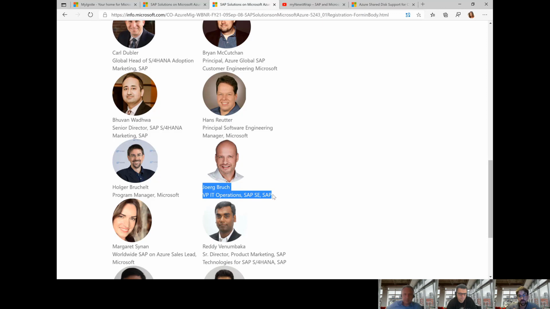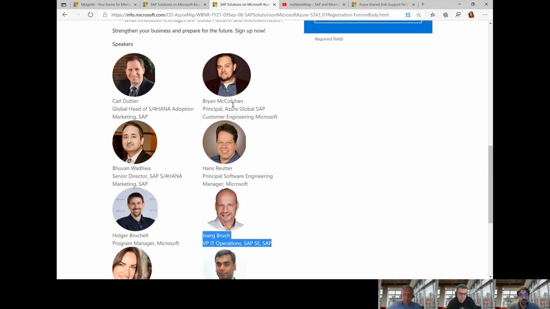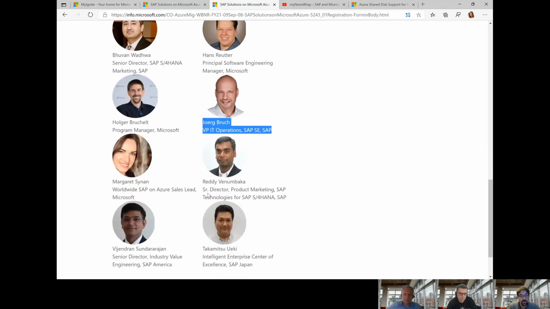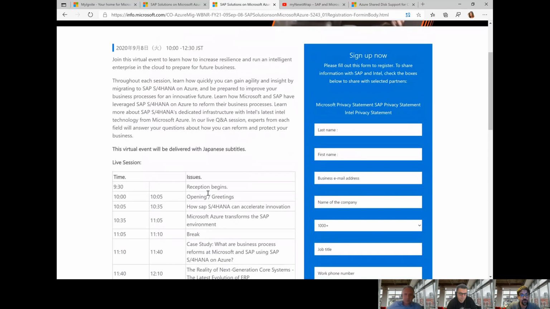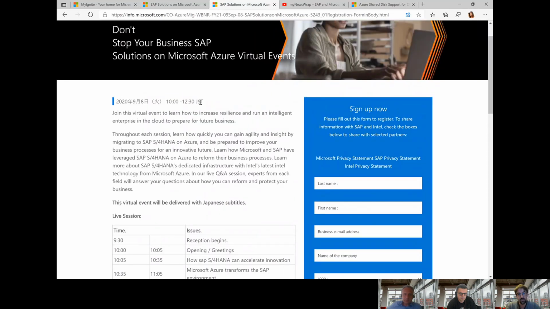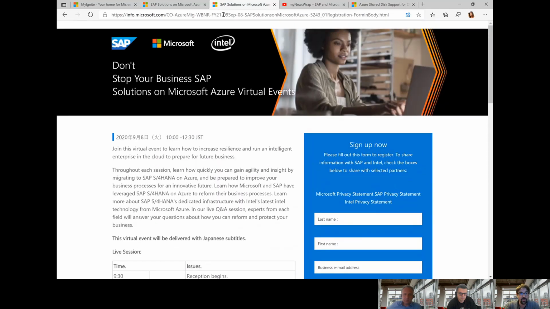SAP is obviously also a big customer of Microsoft Azure, and they have migrated a lot of their SAP systems to Azure already. So Jörg also shares some really fantastic insights into what's happening there, what went well, and what didn't go well. I think it's always really great to listen to them. And there are a lot of other great speakers. So if you are somewhere across the globe and want to join, I can only recommend signing up for these sessions.